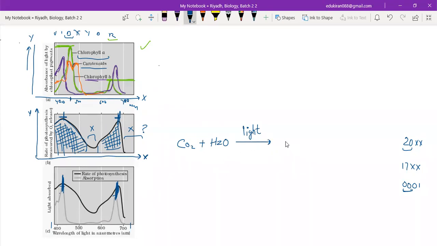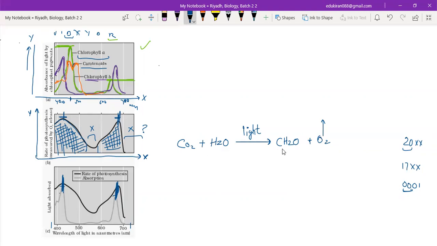What is forming? A carbohydrate. Now, what is the formula for the basic carbohydrate? Chemistry people, 10th class chemistry, quick. CH2O. Right? This is the formula. So CH2O plus oxygen was evolved. Okay. Right.